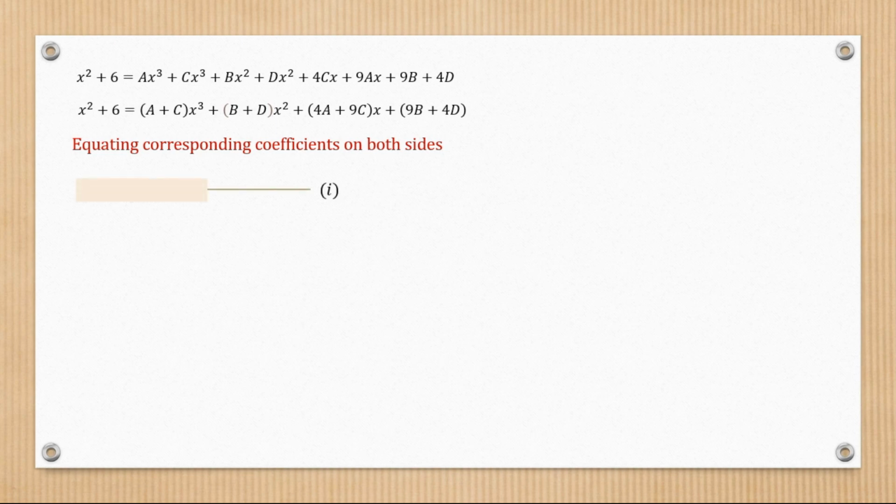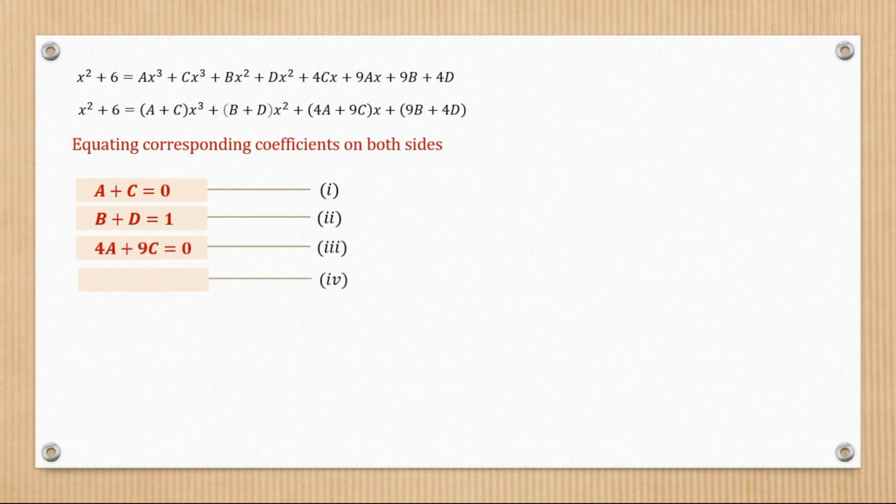So as you can see, we have a plus c shall be equal to 0, because the coefficient of x cubed on the left hand side definitely must be equal to 0, because we don't see the x cubed value. So next we can see that b plus d shall be equal to 1. Then we have 4a plus 9c being equal to 0, and then we can see that 9b plus 4d shall be equal to 6.